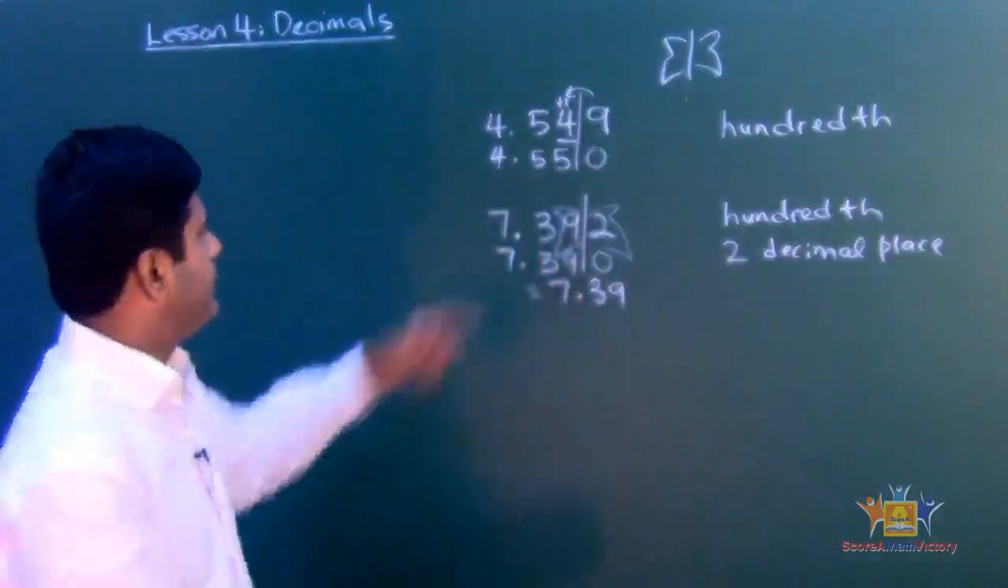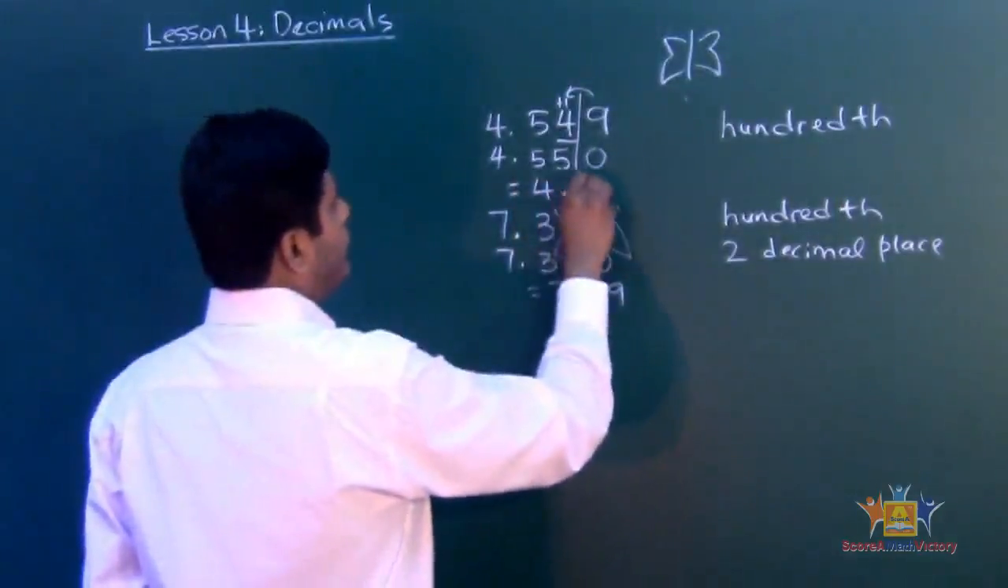So you round it off. The same thing with this one. The final answer is 4.55.